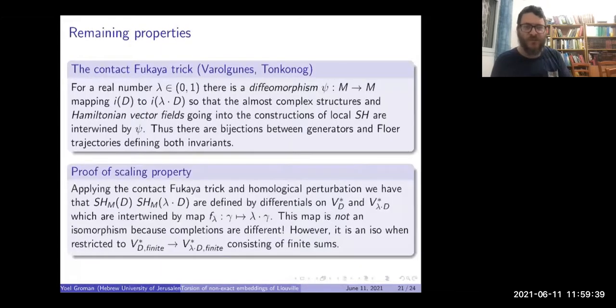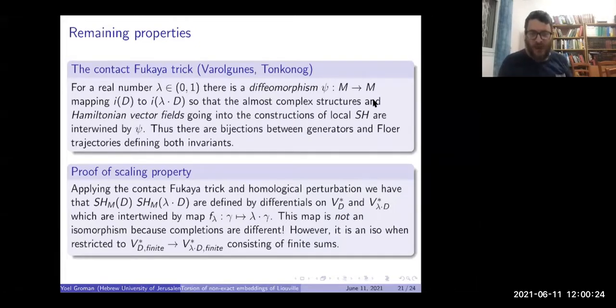And in the minute I have remaining, I will just get across one idea about the remaining properties. What's important to me is just the scaling property. Here I'm using a trick which I learned while thinking about this together with Umut three years ago. He suggested that there is a version of the Foucault trick which works in the contact setting; it's called the contact Foucault trick. So you can set things up so that when you scale your Liouville domain, you have bijections between the generators and Floer trajectories defining each of the invariants.